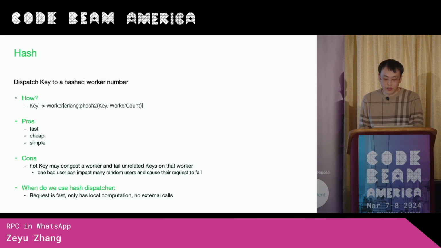But there is a clear drawback. For example, a hotkey may congest a worker and make all other keys allocated to this worker fail. One bad user can impact many random users and cause their requests to all fail. So we only use this approach when the request can be done very fast. Namely, it only has local computation and no need to call other remote services or even other Zhang servers on the node.